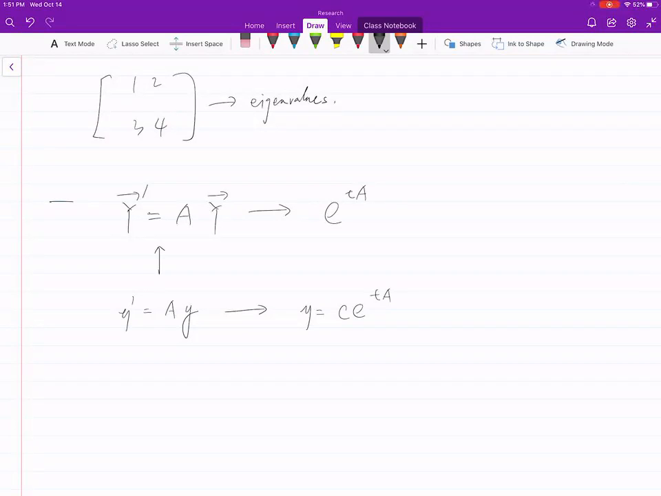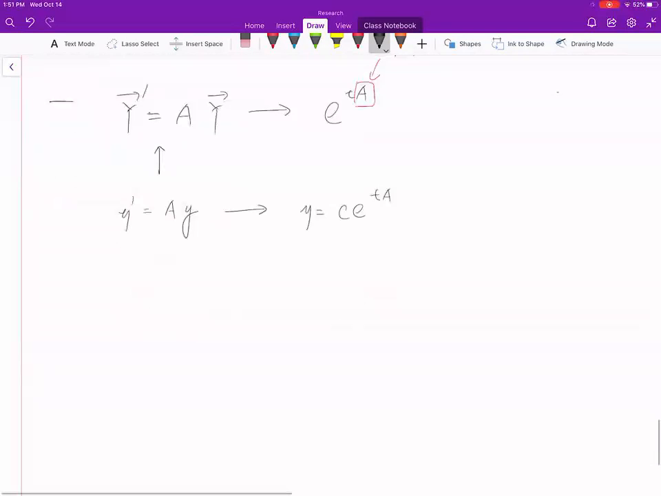The only difference is this time you do e to the ta and A is a matrix. You've just never seen something like this before. It's like, what do you mean by e to the matrix 1001? What do you mean by that? Make sense so far? Okay, once you can figure that out, you should be able to compute it then.